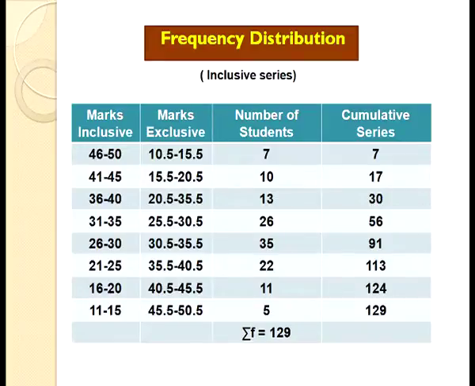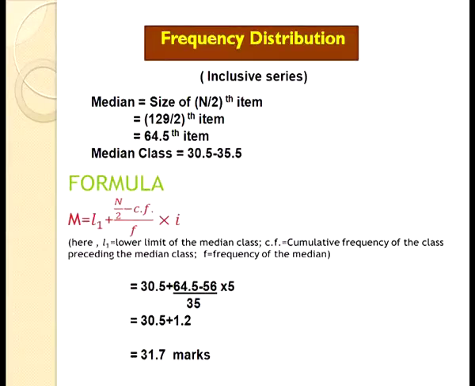So we have done absolutely right. Now once we have arranged the data in exclusive series, and we have computed cumulative frequency, we can easily compute median by putting the formula. First we will calculate the median class, that would be the size of n by 2th item. N over here is 129 divided by 2, that comes to the 64.5th item. As you can see, the median class for this is 30.5 to 35.5.